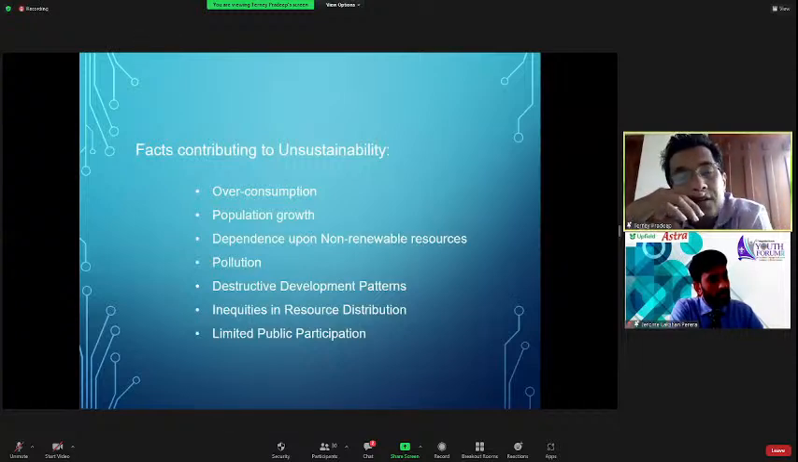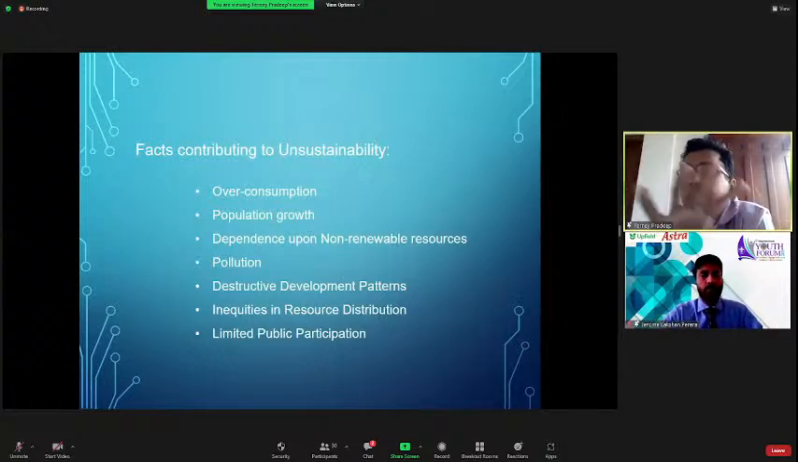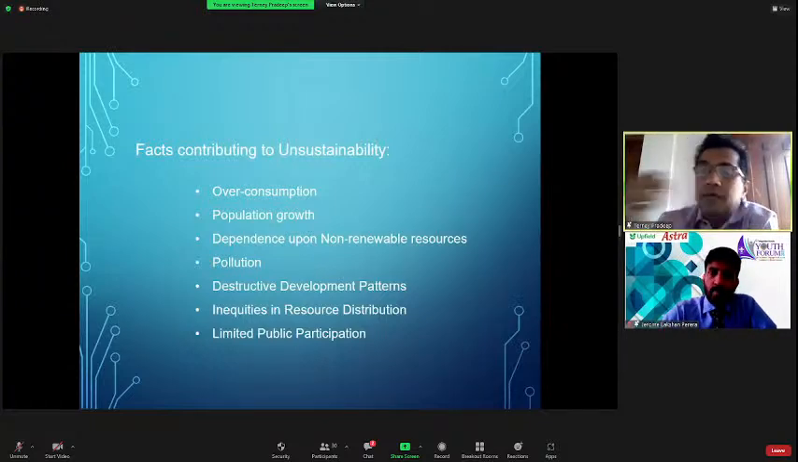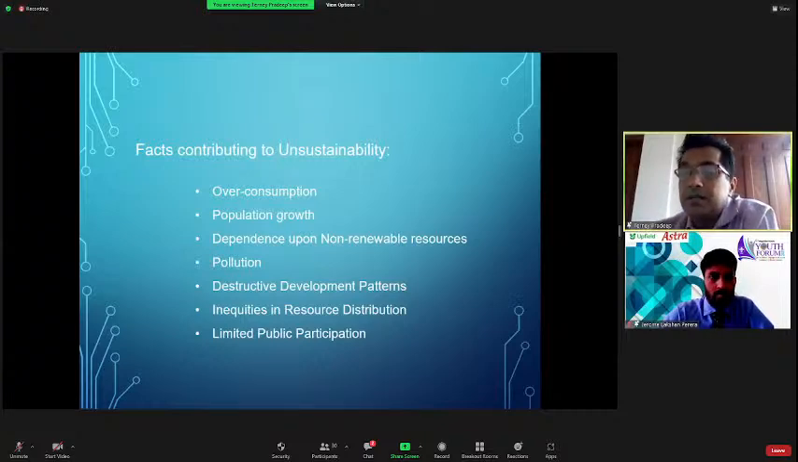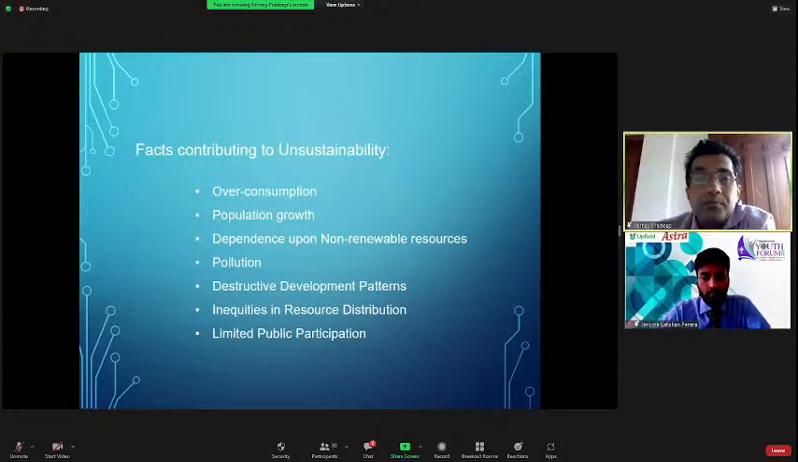So what actually contributes to unsustainability? Because when we have sustainability, we should also have unsustainability. What is unsustainability? Overconsumption, right? We are so greedy. We cut trees, we take food even when others are very poor, we misuse things, we show off, right? Overconsumption. And our population growth.